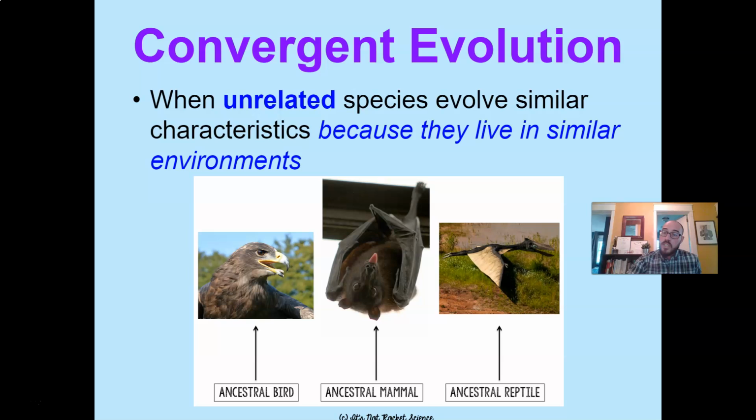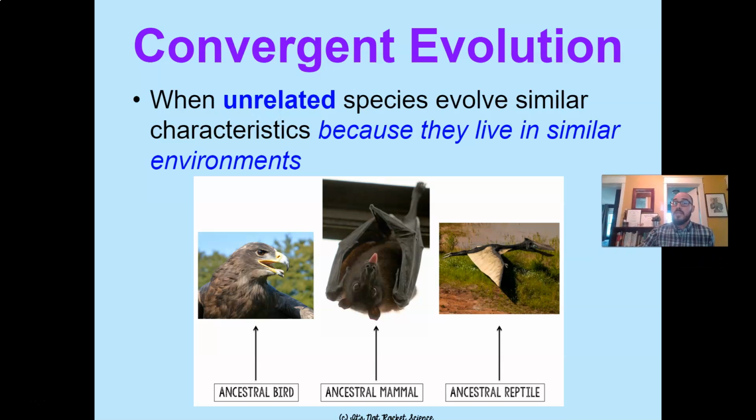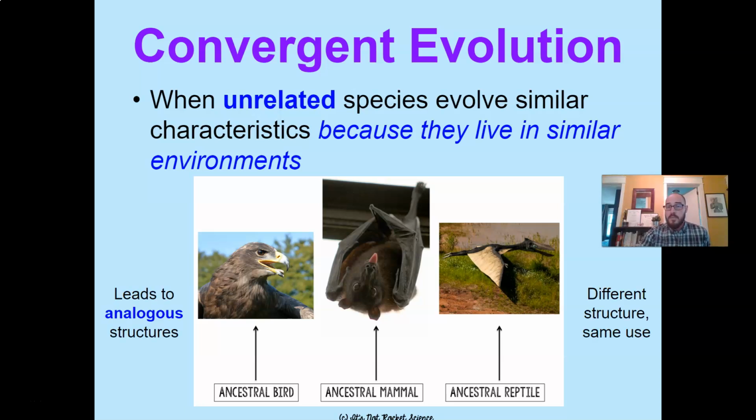This is convergent evolution. So in our mantis and orchid example, that was an example of a little bit of convergent evolution as far as how they were shaped. Obviously very, very different animals. But better examples of convergent evolution are when unrelated species evolve similar characteristics because they live in very similar niches. So an example here is all of these different things.